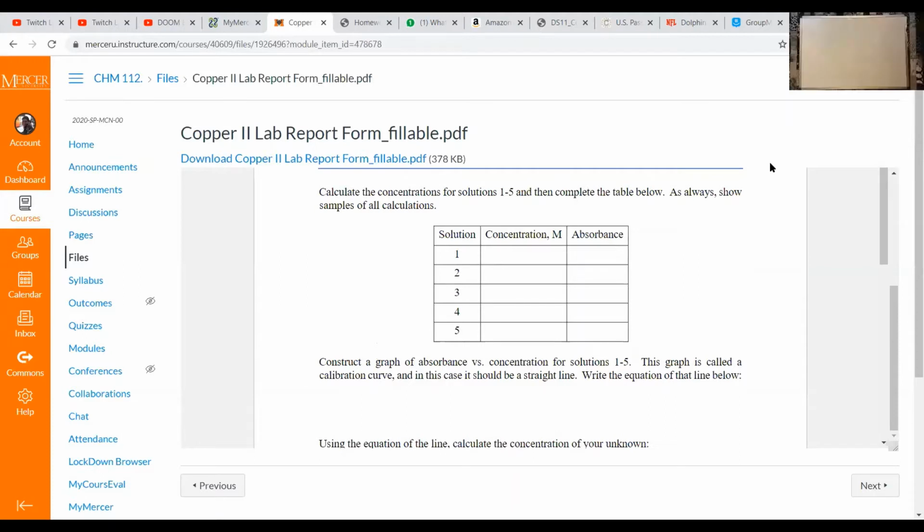Oh, am I echoing? So you have a graph of all your absorbances and concentrations, and then you should have an absorbance for your unknown, right? Yes. And so you can get your concentration from your trend line, right? Is that how you did it, Abby? I think so. Let me look at it.